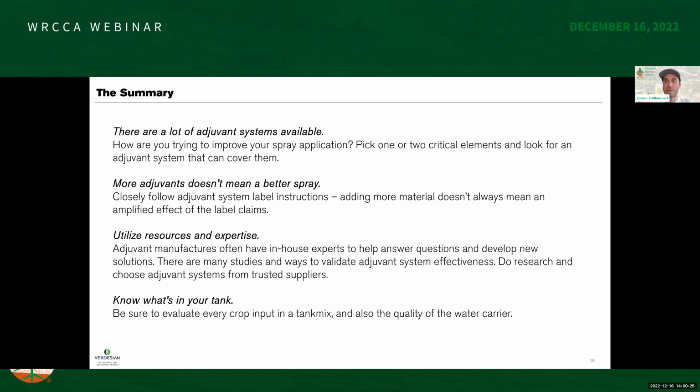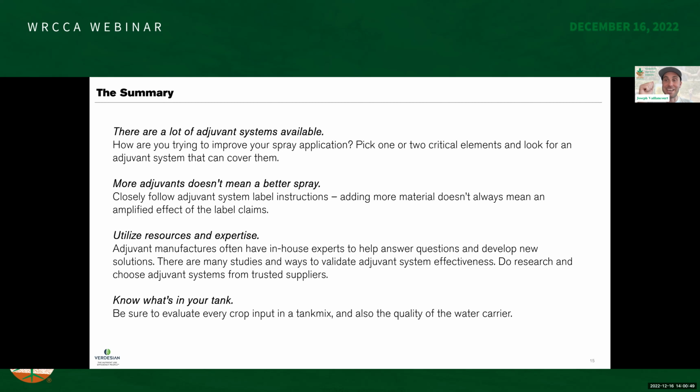Look, guys, there's a ton of adjuvant systems available. You've got to realize, what do you want out of this spray application? What is going on? What are my biggest fail factors that I need to overcome? That is the first step in thinking about and selecting what adjuvant system to use.